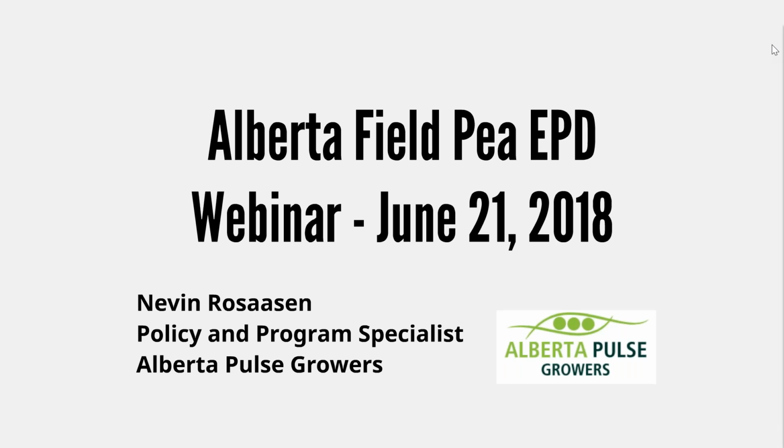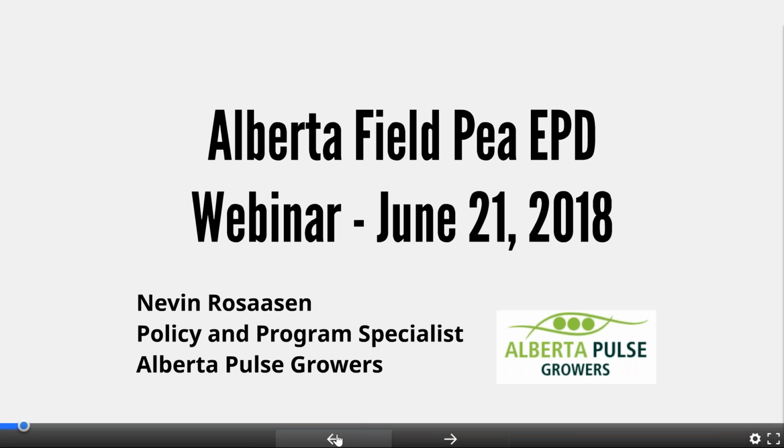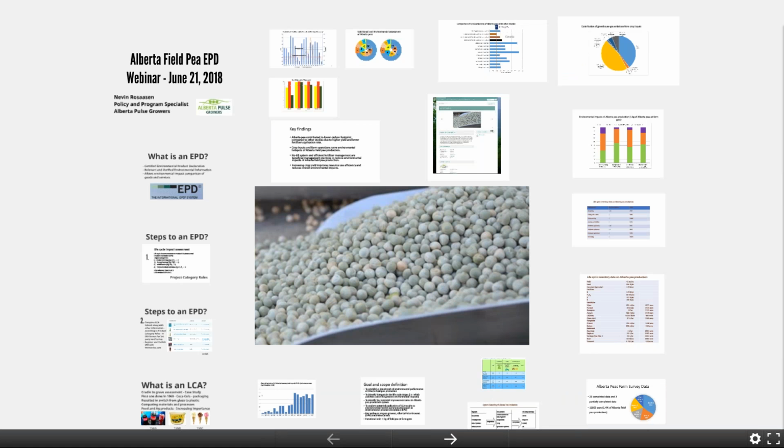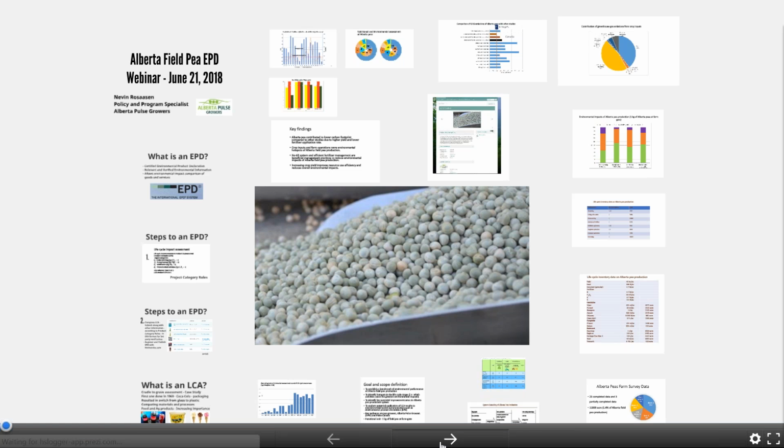Great, thank you very much, Karen, for the introduction. And again, good morning to everybody who's attending today. I'm very happy to be speaking through your screen and coming into your home or your office today. So I invite you to join me on this journey about looking at the Alberta Field Pea Environmental Product Declaration. I have a series of slides for the presentation, and I'm guessing it'll take us about 25 to 35 minutes to get through. So again, my name is Nevin Rosassen.